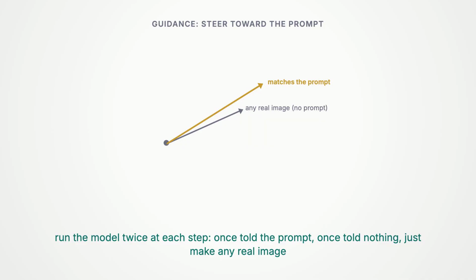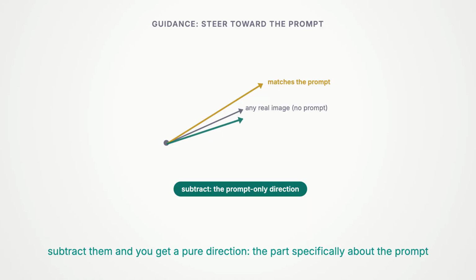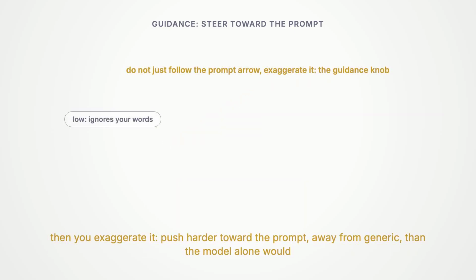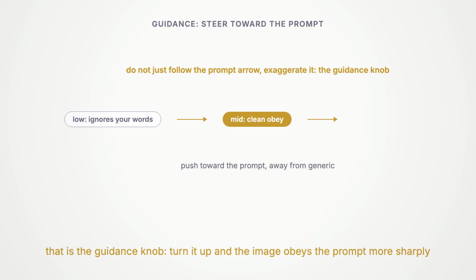Now you have 2 arrows from the same spot. One points toward, roughly, all real images. The other points toward real images that match the prompt. Subtract them and you get a pure direction, the part that is specifically about the prompt, the difference between generic and astronaut. Then, and here is the move, you do not just follow that prompt arrow. You exaggerate it. You push harder in the prompt direction and harder away from generic than the model alone would. That is the guidance knob.